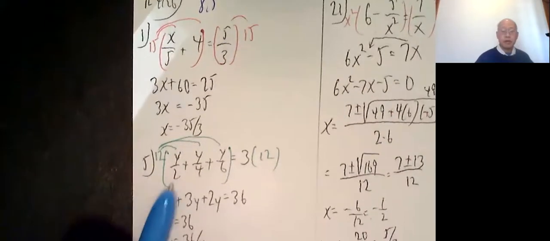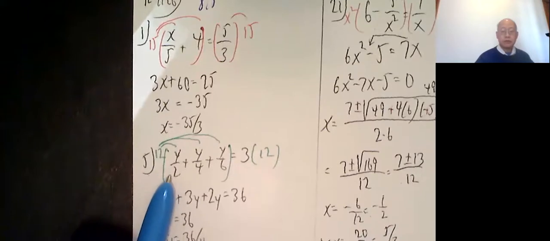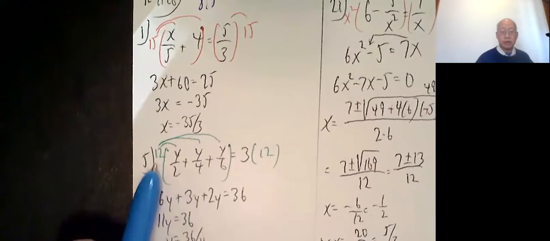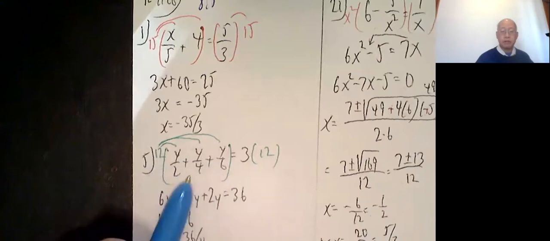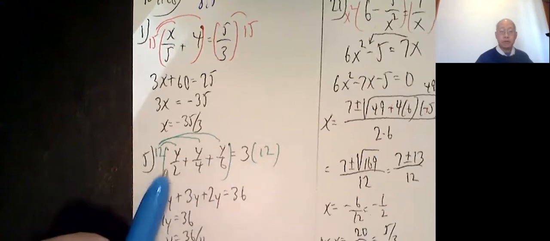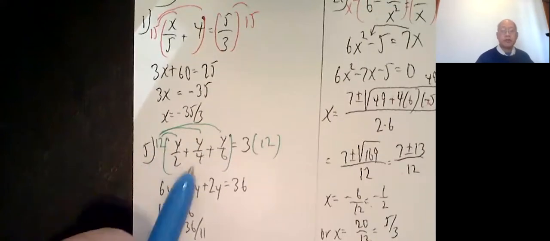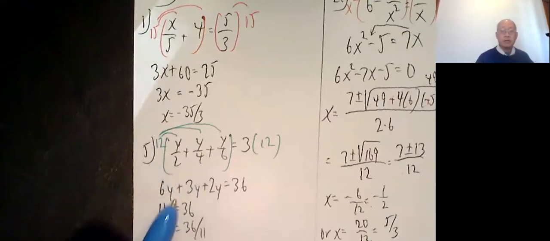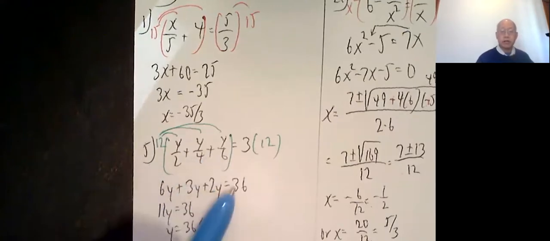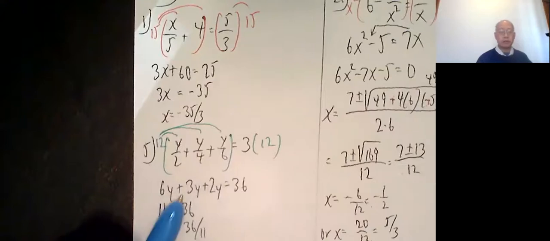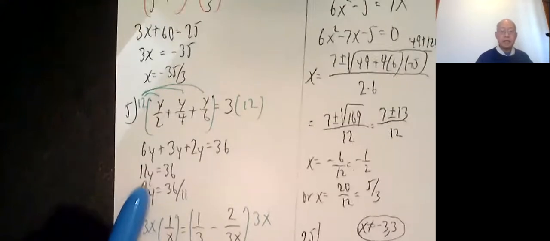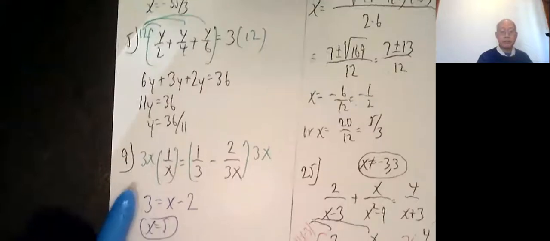And number 5, 2, 4, and 6. So multiply both sides by 12 to get rid of the fractions. Okay. 12 divided by 2 is 6, 6y. 12 divided by 4 is 3, 3y. 12 divided by 6 is 2, 2y equals 36. And look at how much nicer the problem becomes. 11y is 36, divided by 11. Y is 36 over 11.